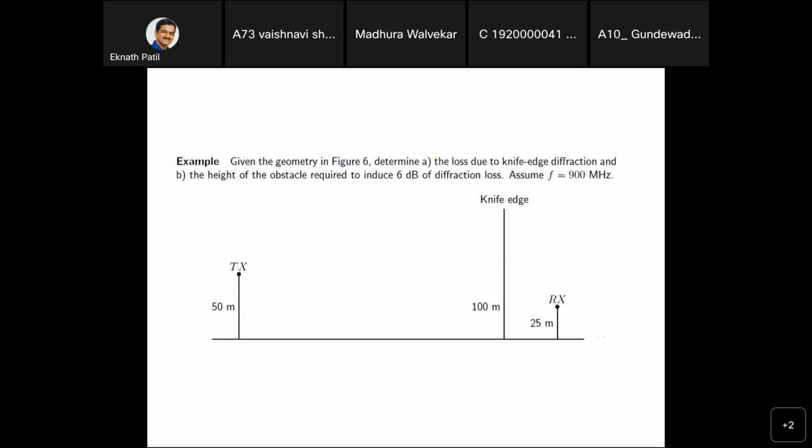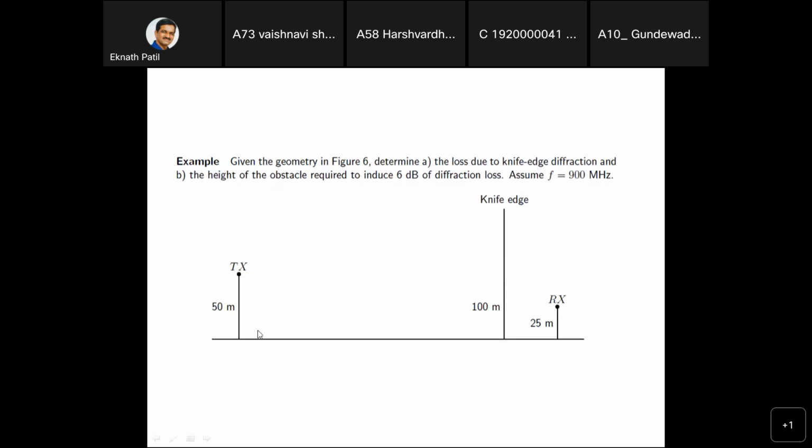Example is given, geometry. Given the geometry in figure 6, this is the below figure, find the loss due to the knife edge diffraction and the height of the obstacle required to induce 6 dB of diffraction loss. Assume that f is equal to 900 megahertz.